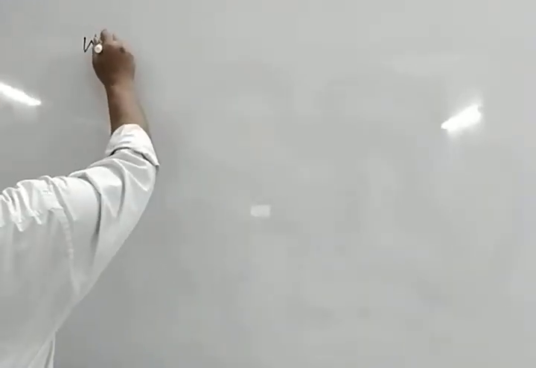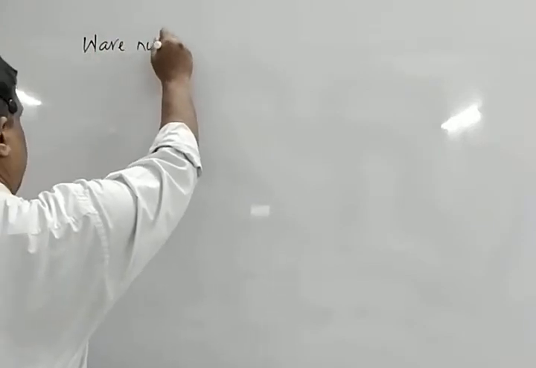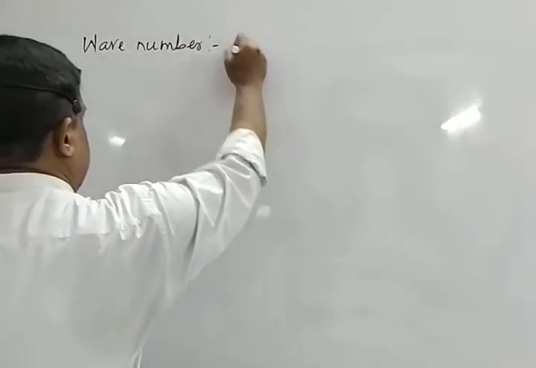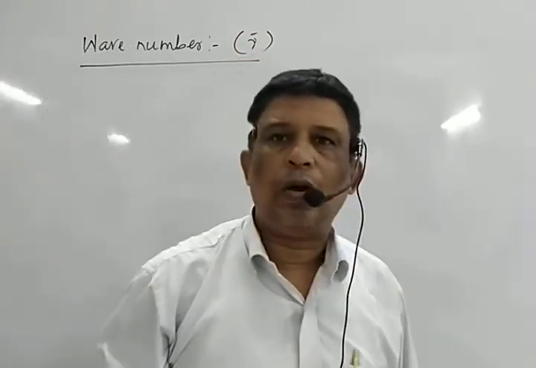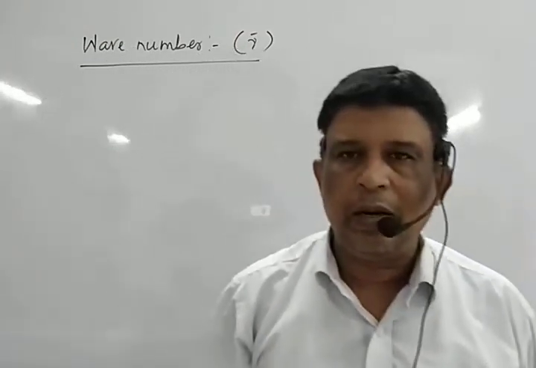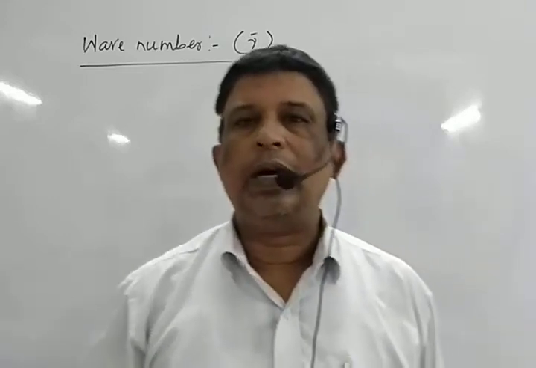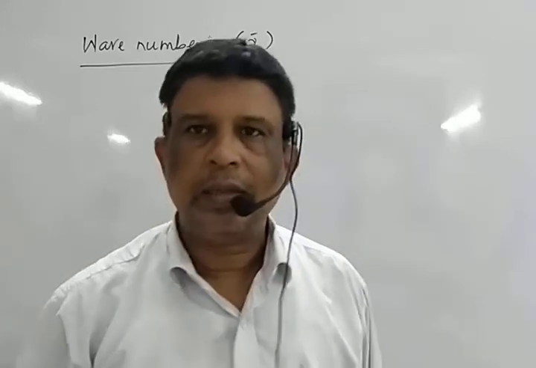Next, that is wave number, represented by mu bar. It is defined as the total number of wavelengths per centimeter and is equal to the reciprocal of wavelength. Mark that.